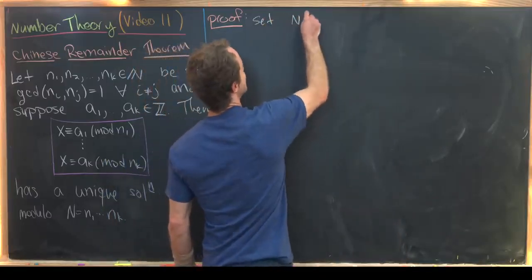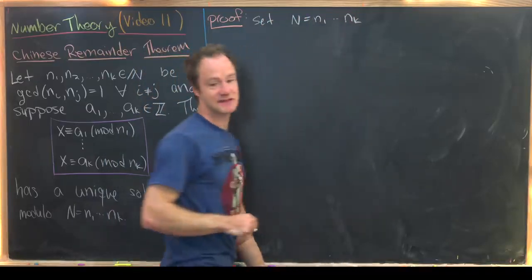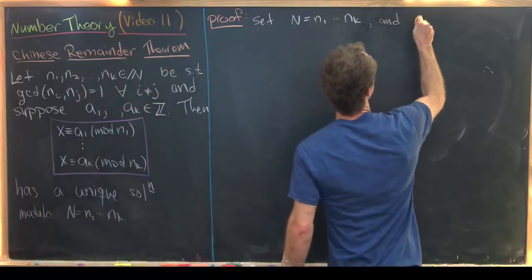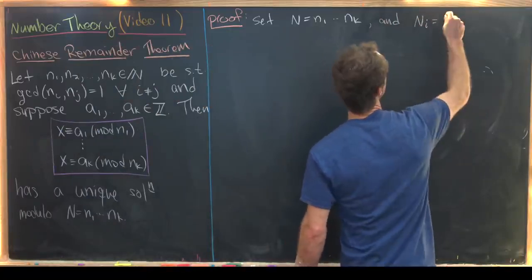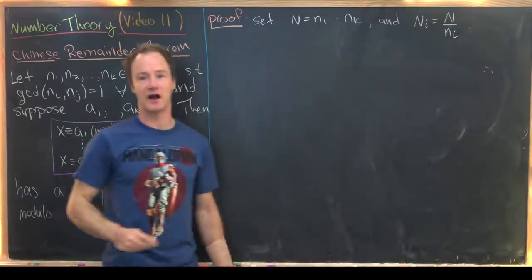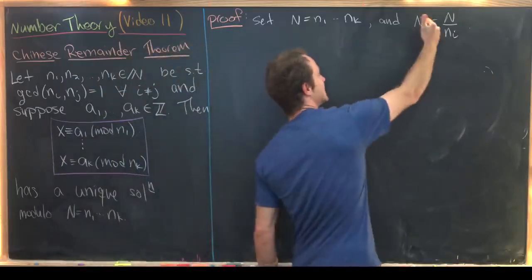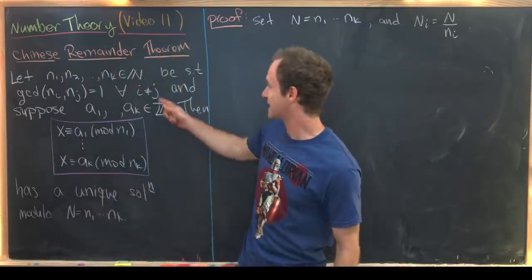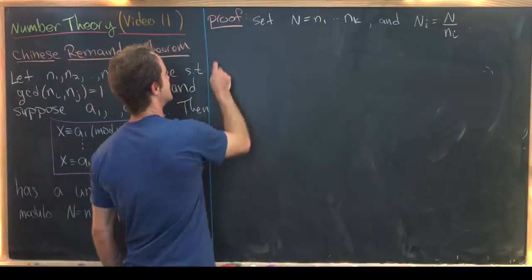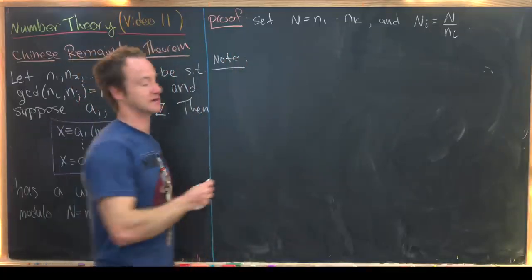So let's set capital N equal to this product n1 to nk, as defined in the statement of this theorem, and then we want to set capital Ni equal to capital N divided by little ni. And that's going to be true for i between 1 and k. So notice that this is going to be the product of all of these little n's except the ith little n. Okay, so now let's notice that the following statement is kind of obviously true.